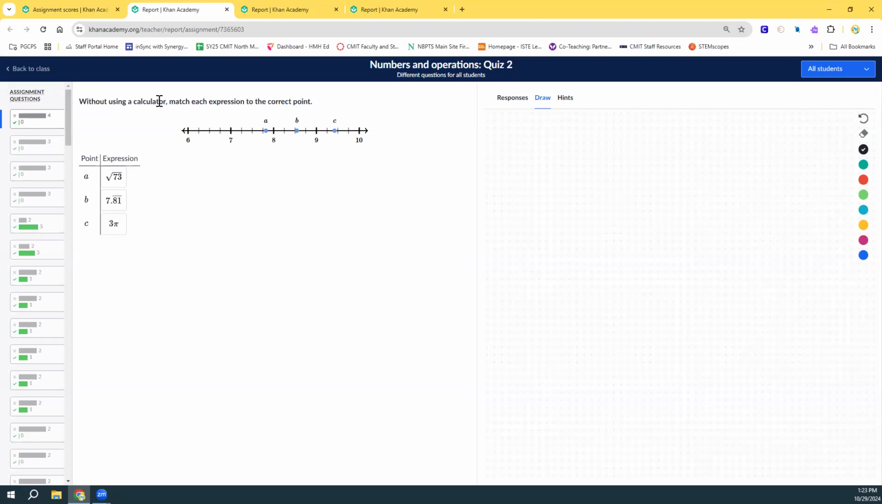All right, here we go. So without using a calculator, match each expression to the correct letter, A, B, C. Okay, so we want to start with the table here, and we are going to use some of our skills from September. So I see the square root of 73. Right away, I'm thinking about my perfect square list, and I remember the square root of 81 is 9.